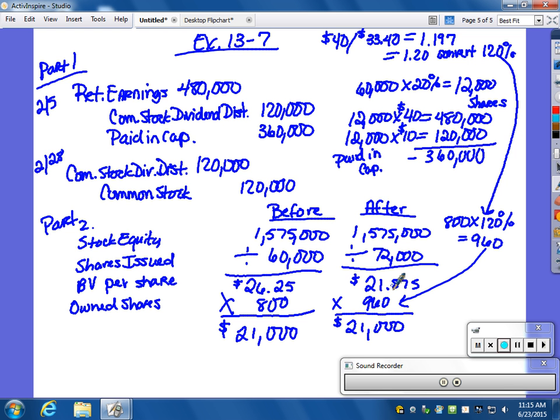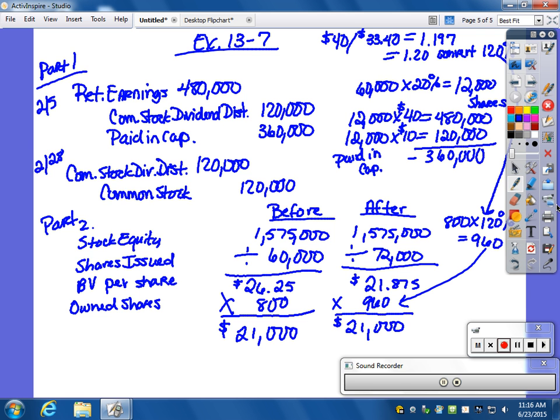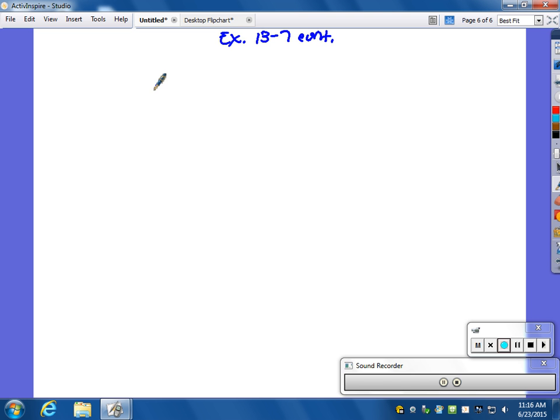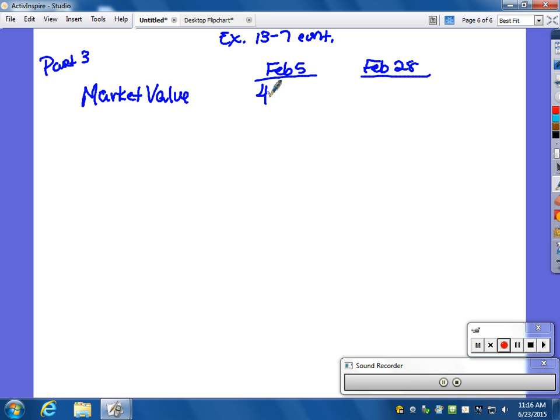Part 3. Compute the total market value of the investor shares in part 2 as of February 5th and February 28th. So what was the market value as of February 5th? $40 per share. And what about February 28th? $33.40.